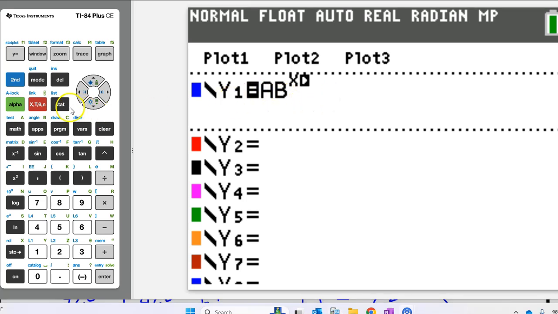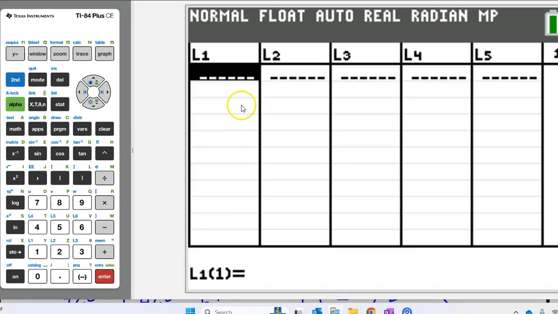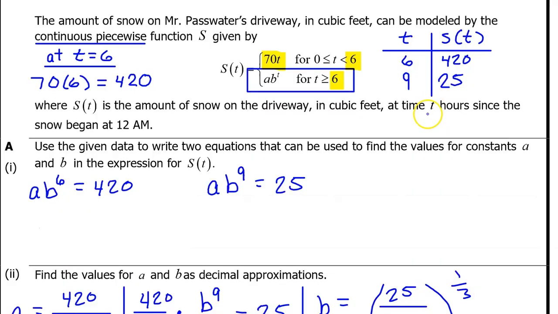Now let's start over and find the value of a and b using exponential regression. Hit the Stat button and immediately hit Enter. We need to type in the input values in L1 and the output values in L2. So we will type in these values in L1 and these values in L2.